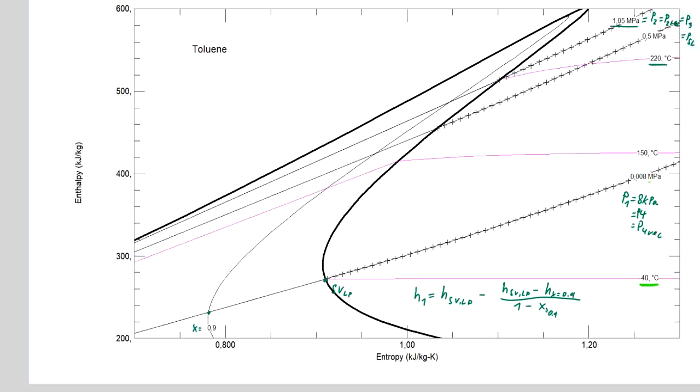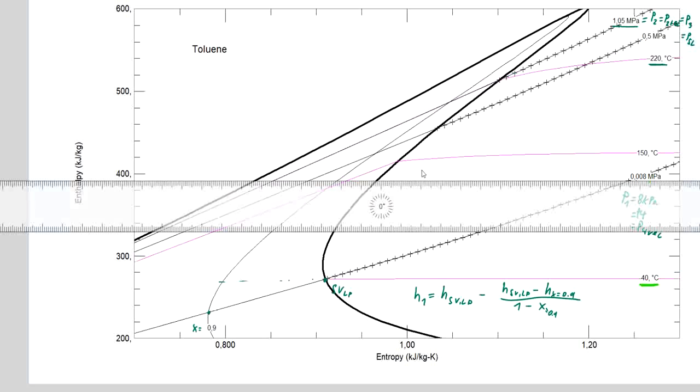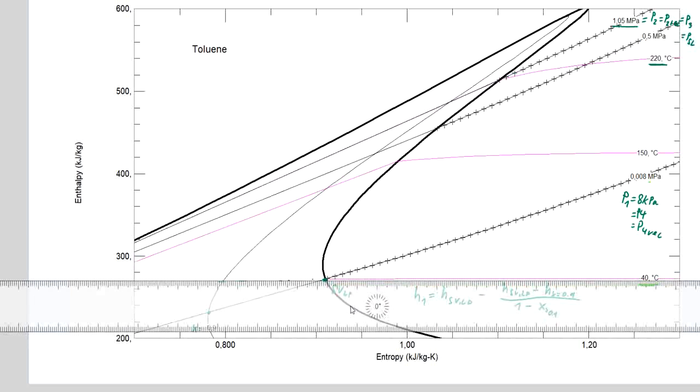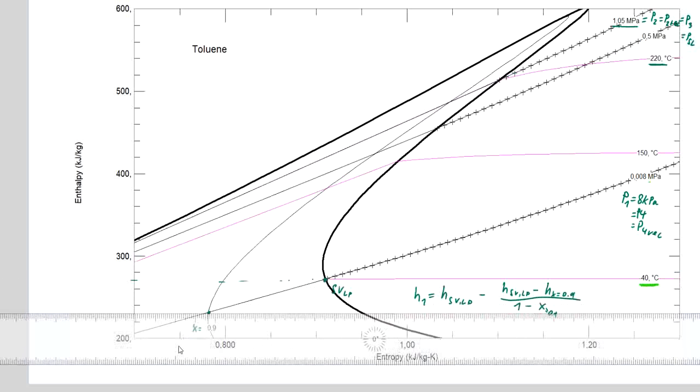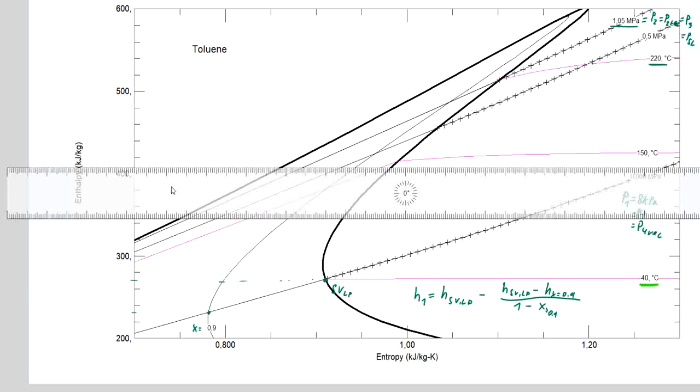So the enthalpy at this point would be obtained over here. Then the enthalpy for x equals 0.9 over here. So we have something like 270, 275, and here would be something like 235 kilojoules per kilogram.